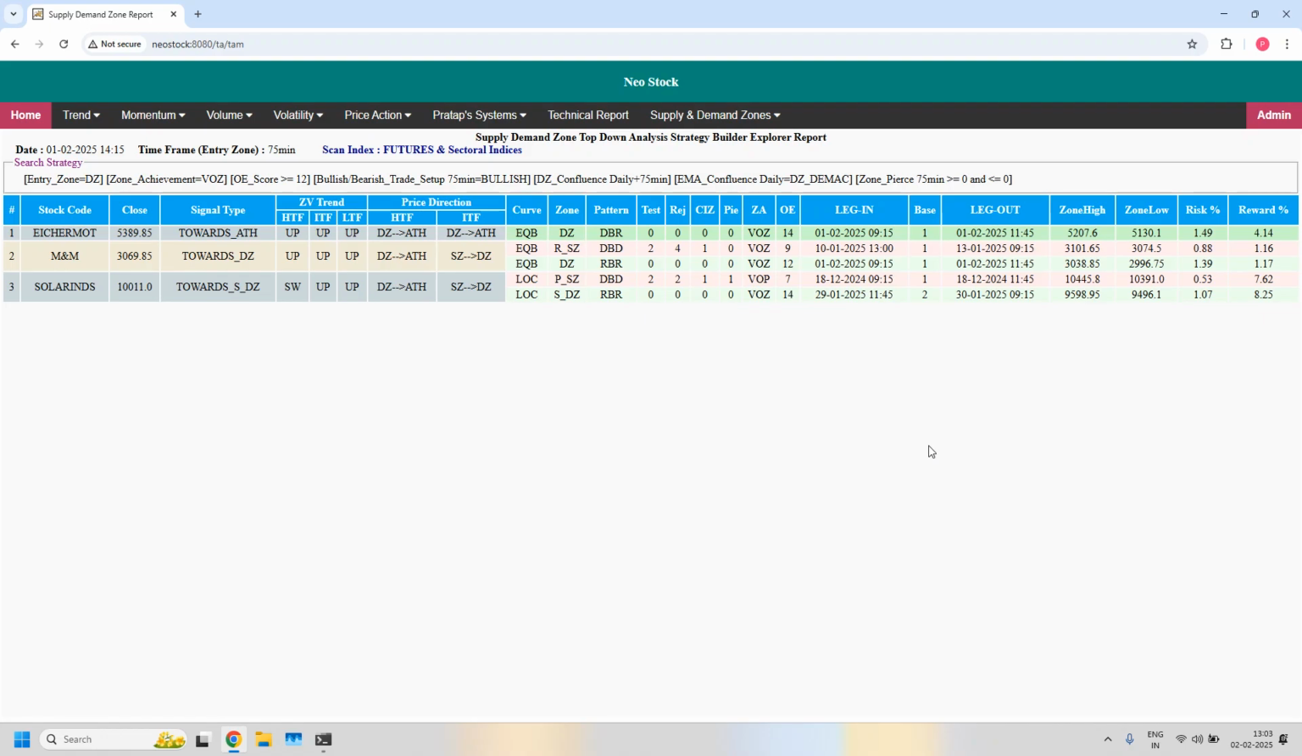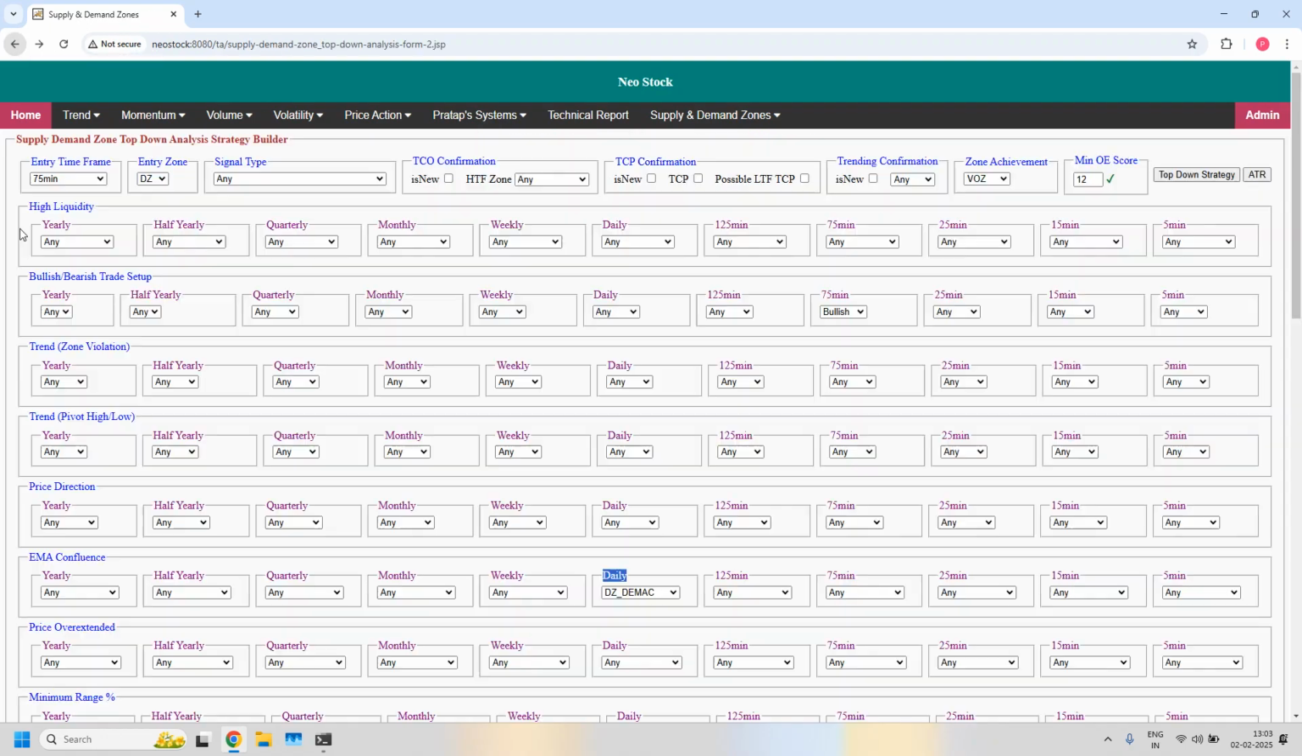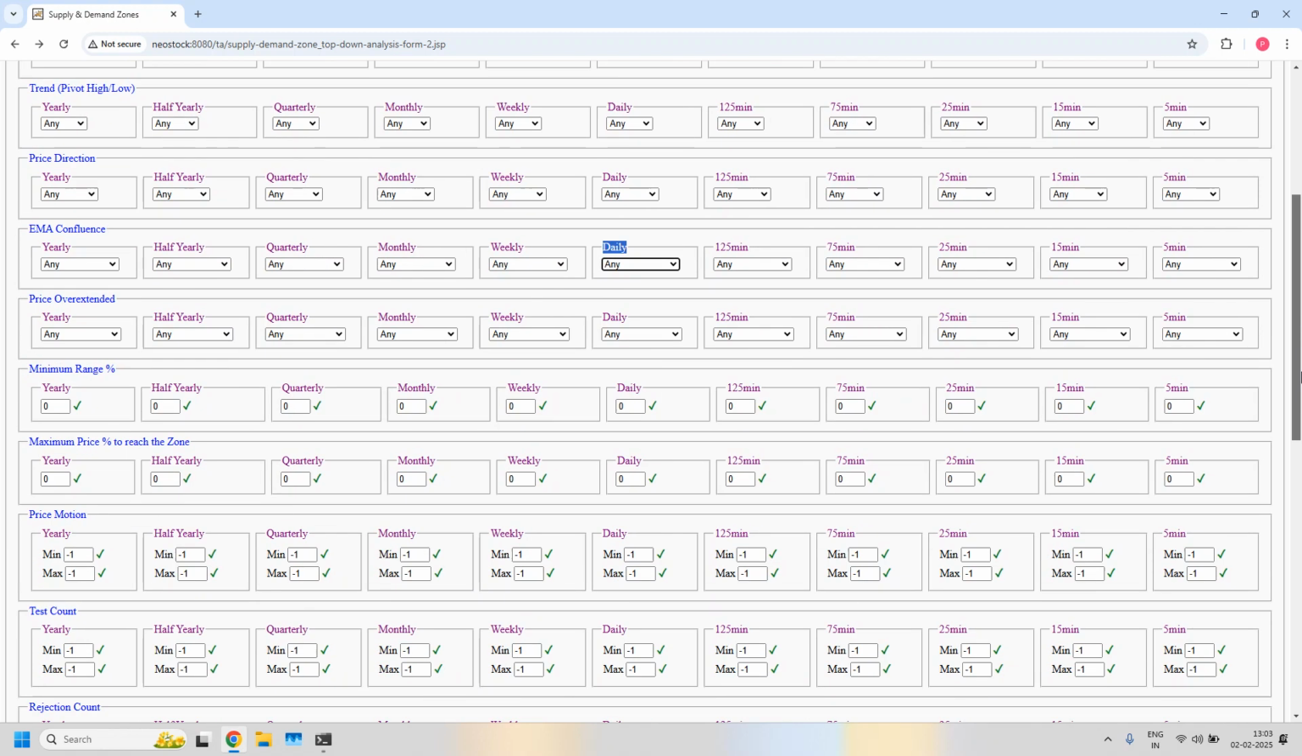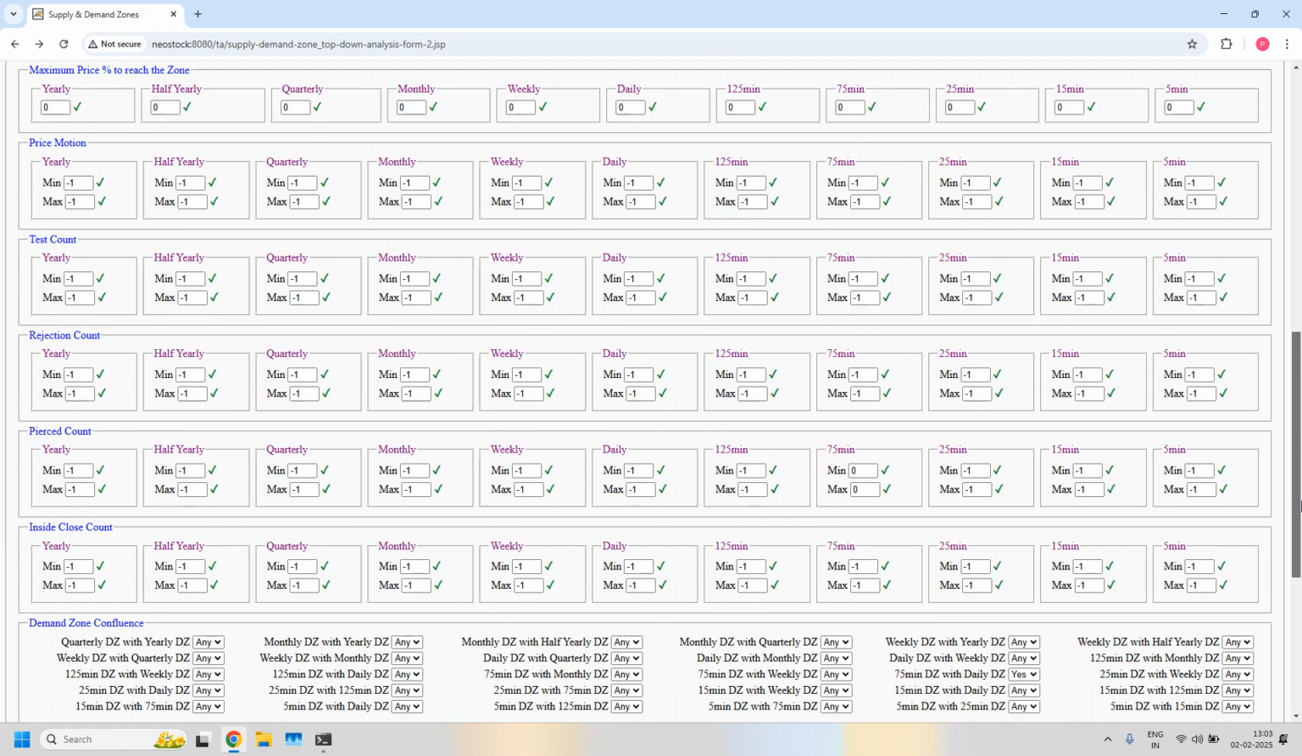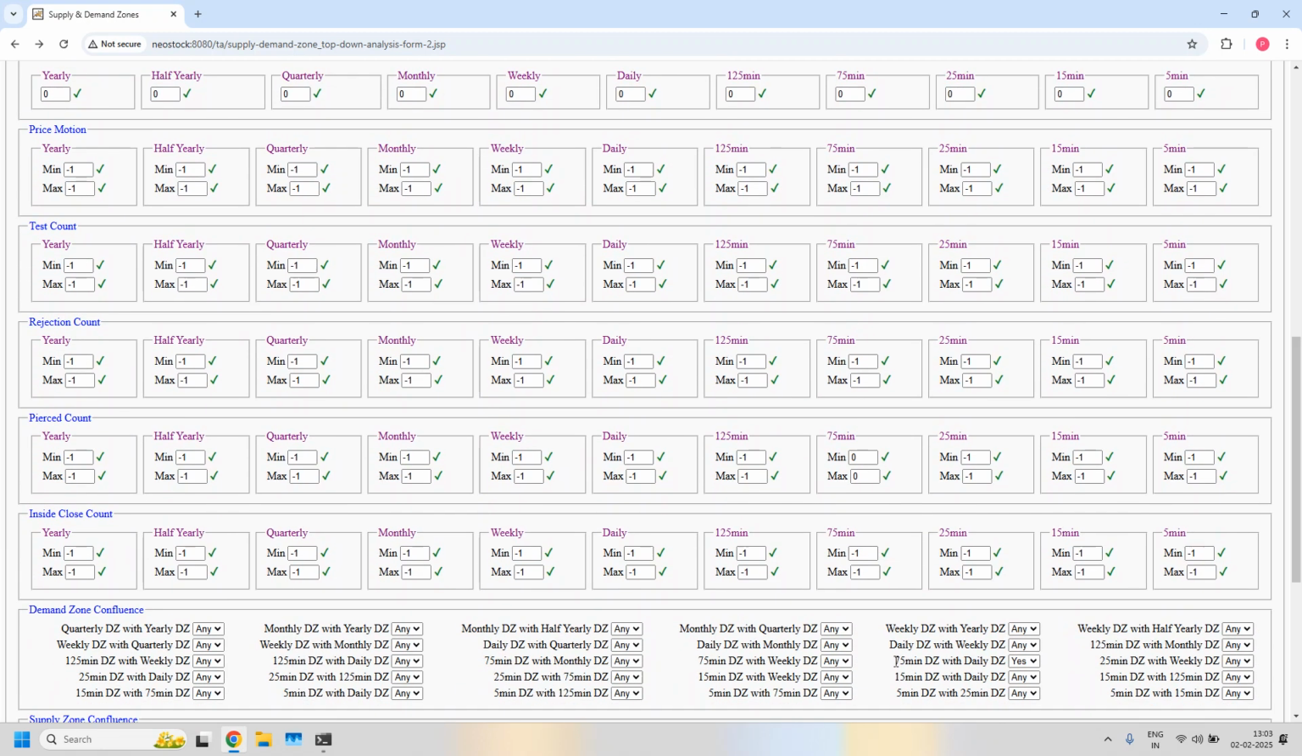Okay, next, for even higher probability, we will verify whether HTF confluence is there or not. LTF, ITF, HTF demand zone confluence. So for that we should set 3 filters. First we should remove this EMA filter. In the demand zone confluence, we have to set 3 filters. The first filter is already enabled in the previous report.